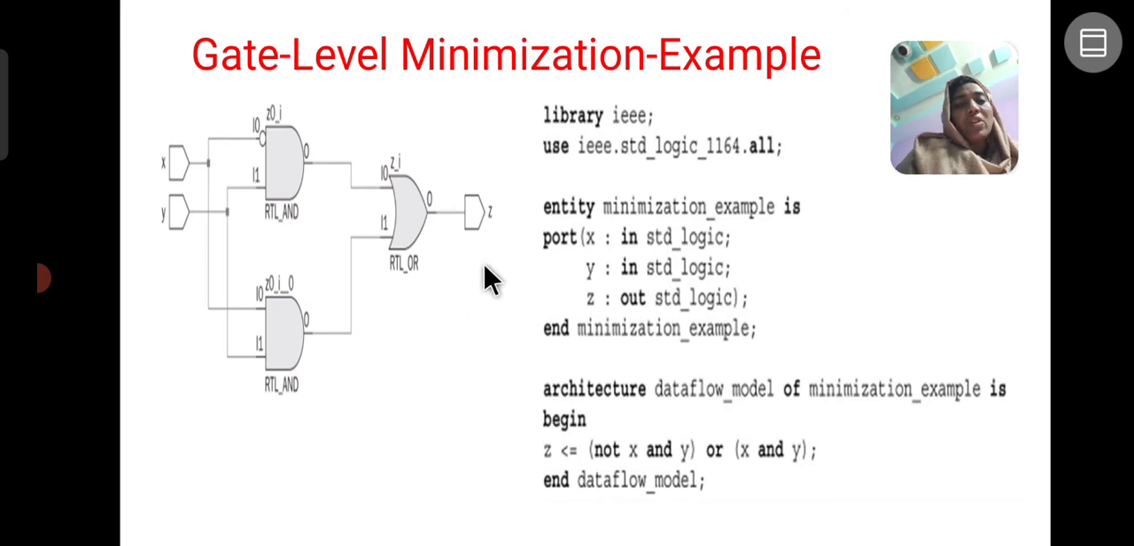The relation between input and output is Z equals X bar Y plus X Y. So Z equals not X and Y, or X and Y. This is the output equation. This is the design flow. We write the statement using a concurrent signal assignment statement. This is an example of data flow modeling in VHDL.